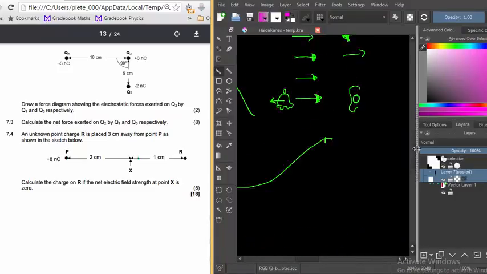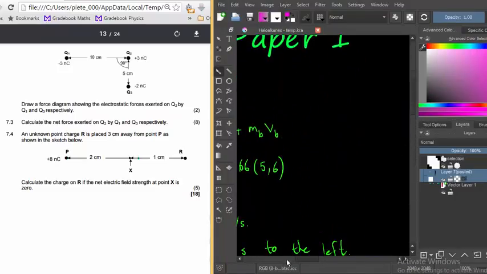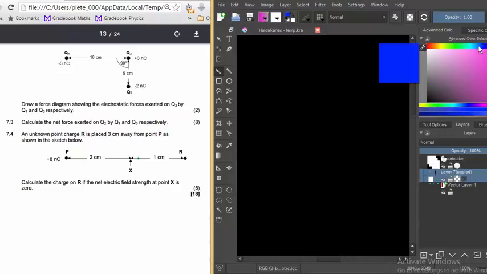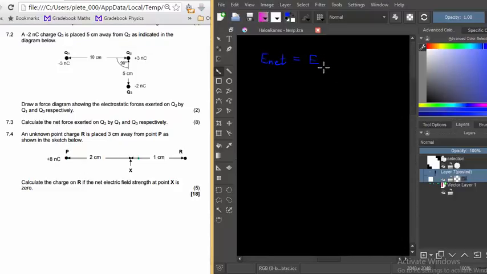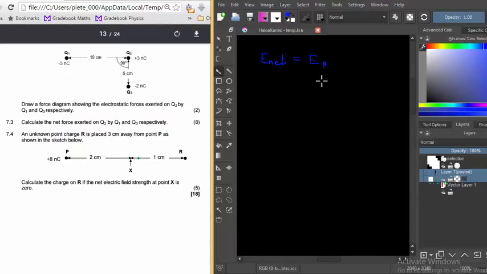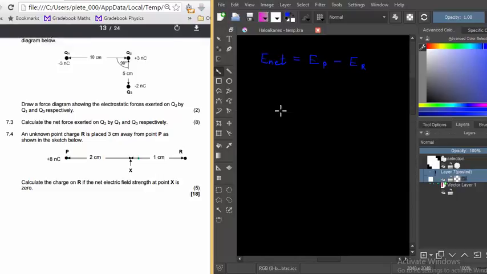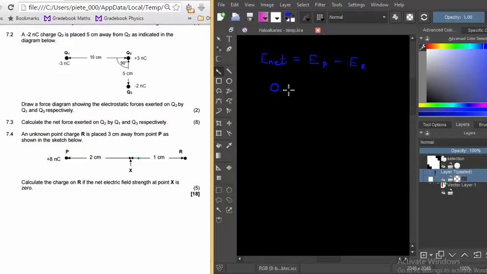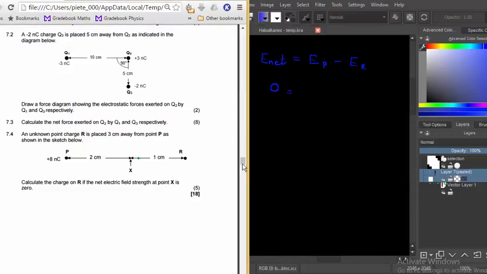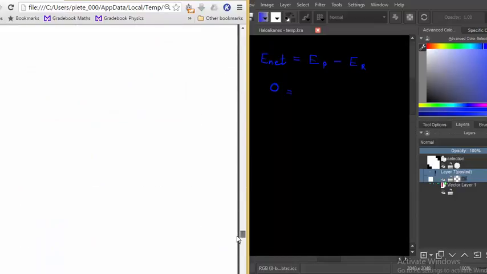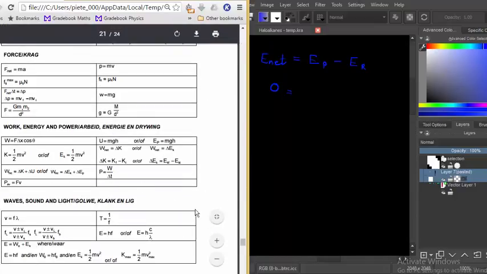First of all, we'll need to start with the correct formula, and in this case our formula is that the net electric field is the difference of the 2 fields: the electric field at P minus the electric field at R. We want the net electric field at that point to be 0. Now electric field is calculated with this formula. It's very simple, it's now just substituting in.